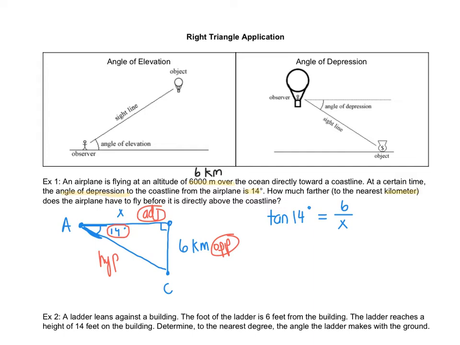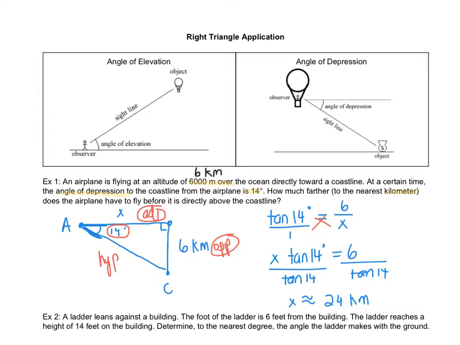And just as a reminder, whenever you're looking for a side length, you're going to put the sine, tan, or cos over 1 and then cross multiply. And when we cross multiply, we will do x times tan 14, and that's equal to 1 times 6. And in this scenario, because x is not isolated, we will have to divide both sides by tan 14. And when we do that, we're going to get approximately 24 kilometers. Now I didn't put any decimals because it said to round to the nearest kilometer, so no decimals were needed.